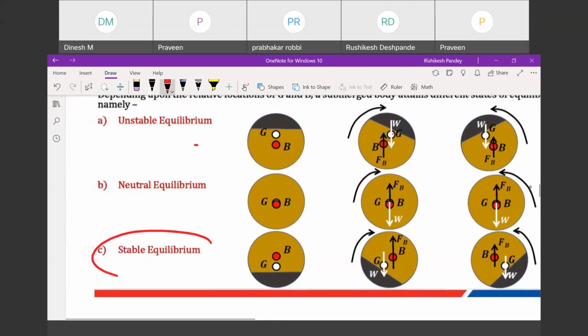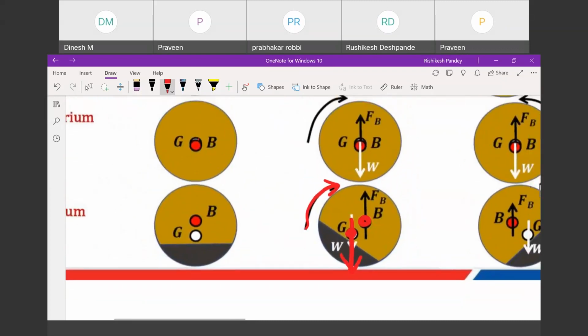Now comes the stable equilibrium. In the stable case, what happens? This is the heavier portion, which is in the downward direction, and the lighter one is here. So obviously G will shift downward, and this is the geometric center. Now if I apply a small moment here, what will happen? B is at the geometric center, and as this has moved, G will shift here. Now you see G is here. The weight is acting like this, and the buoyancy force is acting like this.